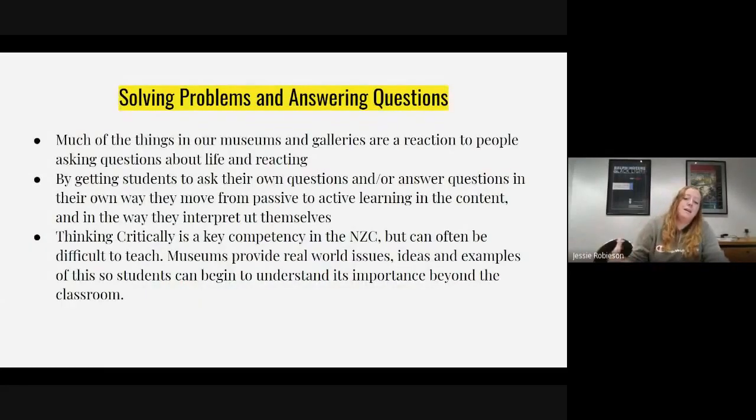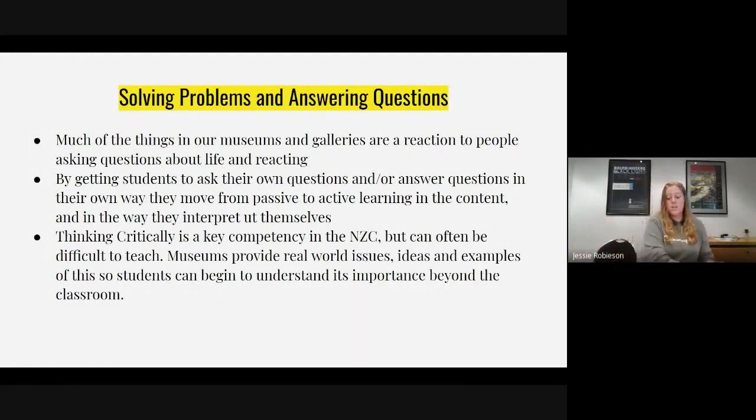So one of the big main things that I really want to hit home about design thinking and problem-based learning is that much of the things in our museums and galleries are a reaction to people asking questions about life and then reacting. So we really want to get to the point that we are solving problems and answering questions.